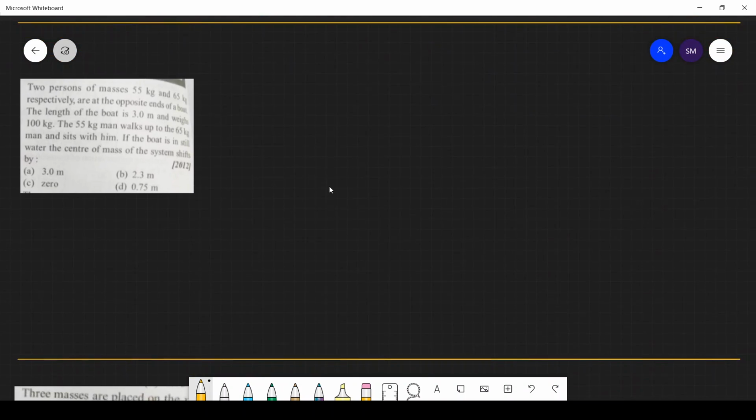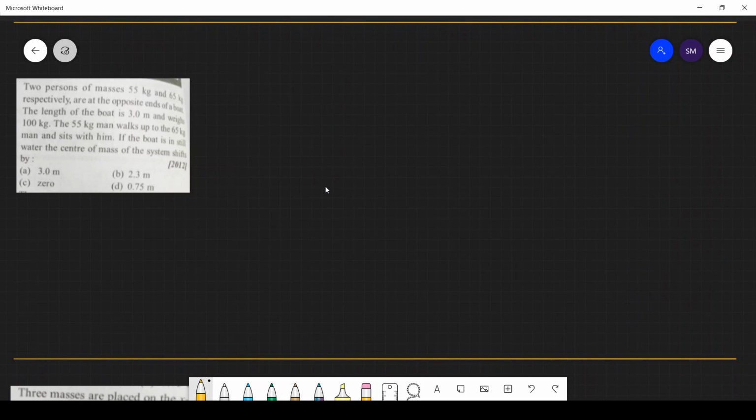Okay. Two persons of masses 55 kg and 65 kg respectively are at the opposite ends of a boat. So we have a boat over here. This boat is there in the water, and the length of the boat is 3 meters. So this distance is 3 meters.